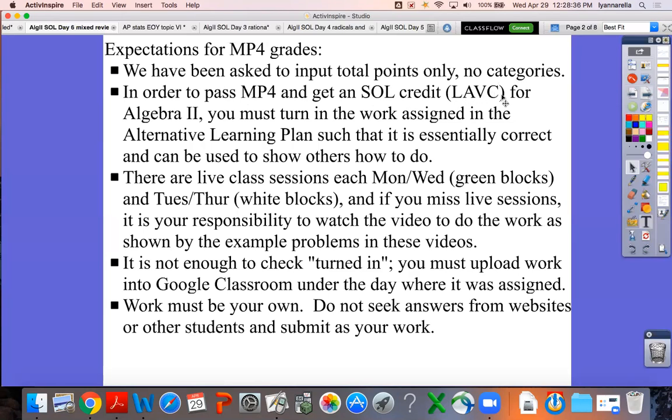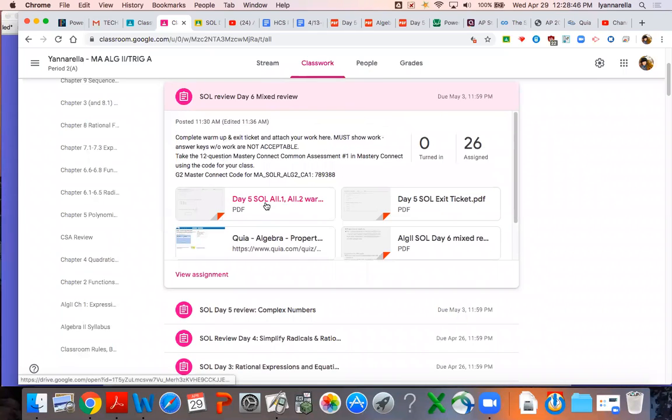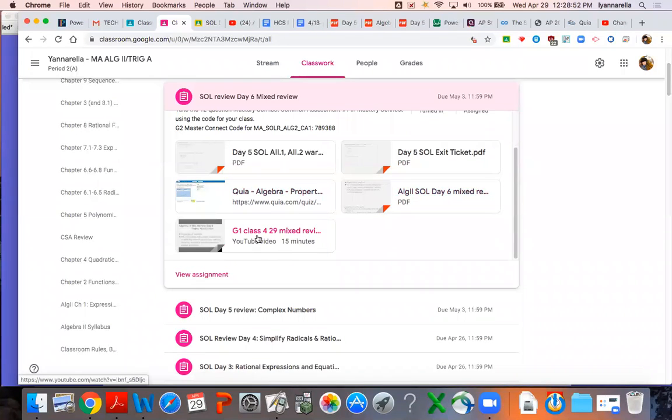locally awarded verified credit, for Algebra 2, you must turn in the work that is assigned in the ALP that I post every day in your Google Classroom. So for today's, you can see the warm-up and the exit ticket. And then this mixed review, these are the notes. The mixed review is a Mastery Connect. So you'll go to Mastery Connect for your class code only. This is G2's only, so please, nobody else use their code.